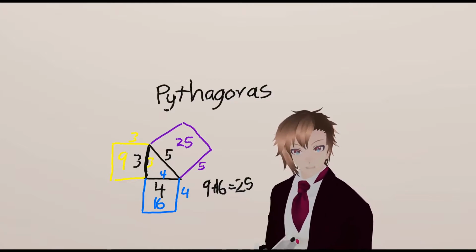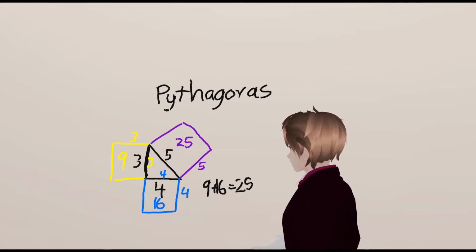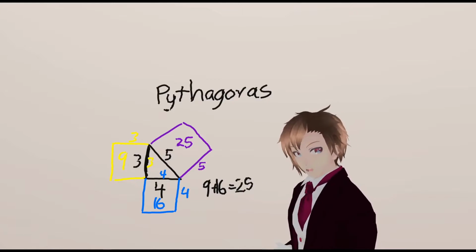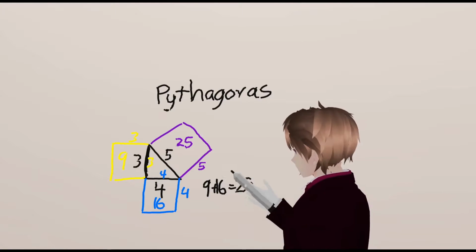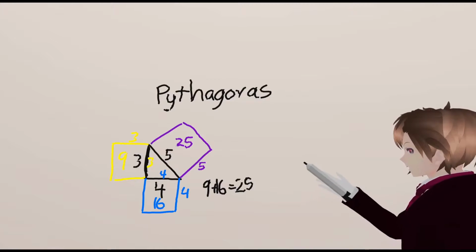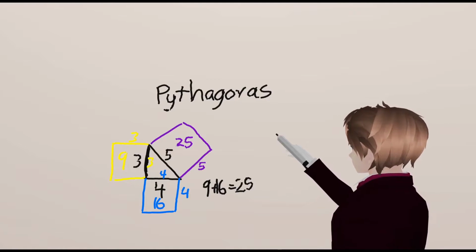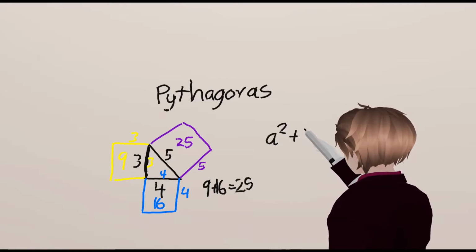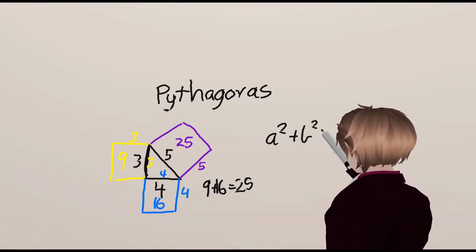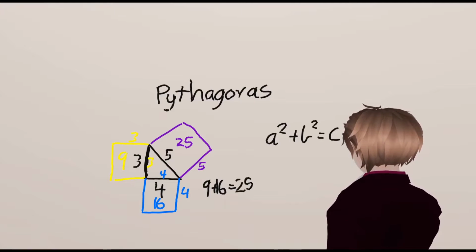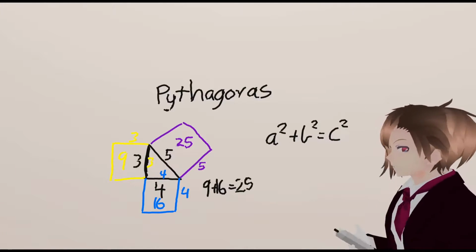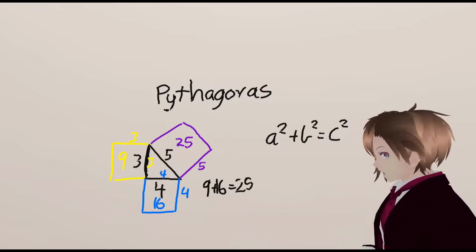So we have a mathematical formula to write this relationship out and to help us calculate this relationship. This relationship is a squared plus b squared is equal to c squared, where a and b are the small sides and c is the big side.